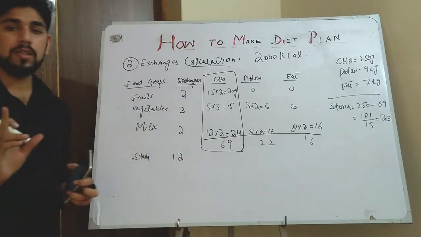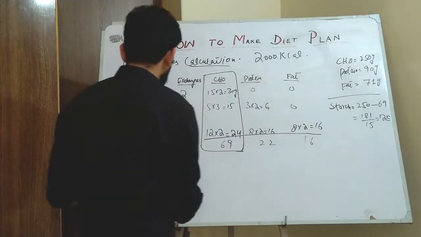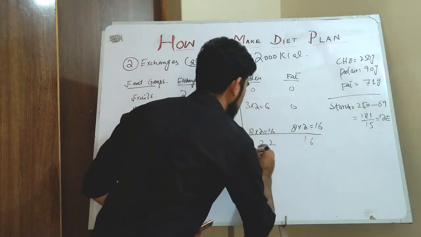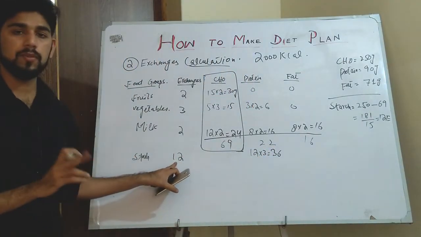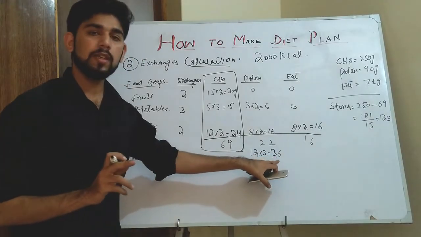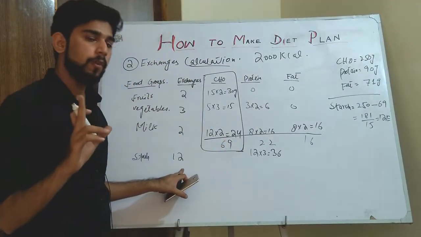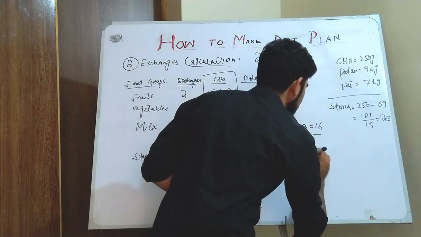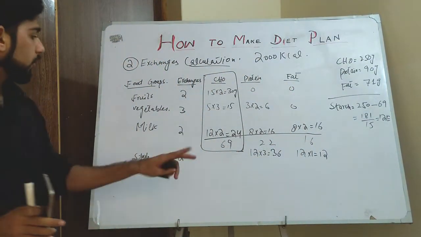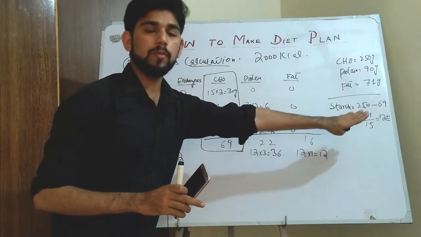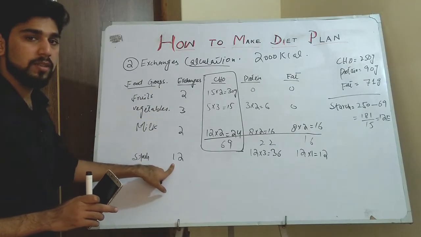One exchange of starch gives you 3 gram protein. So to calculate protein in the starch, I will multiply 12 into 3, it comes 36, because one exchange of starch gives you 3 gram protein. Then one exchange of starch gives you 1 gram fat, and I will multiply 12 into 1, it comes 12. Here we calculate total starch exchange, that comes 12, and then I will put 12 under the exchanges.